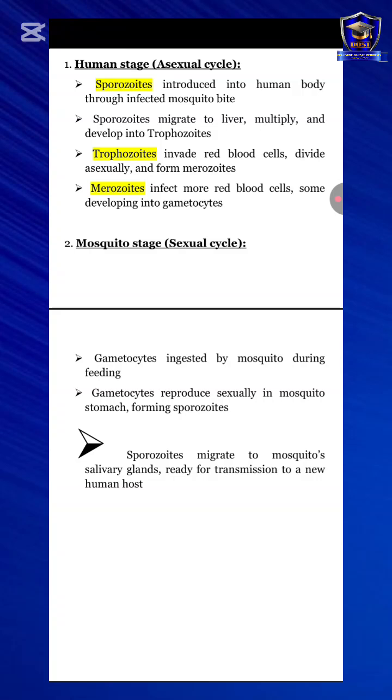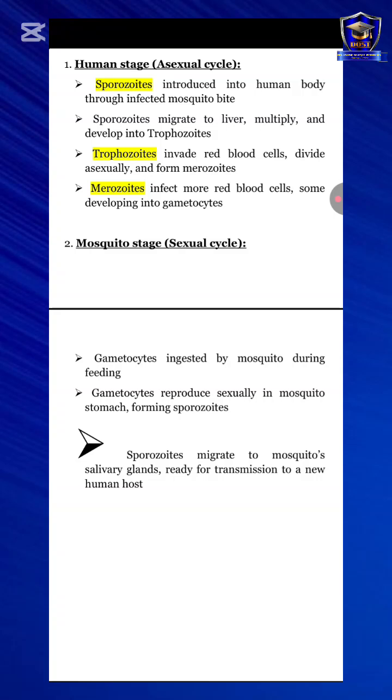That's the first mission. When they get to the liver, they begin to multiply and develop into another stage called the trophozoites. Now, the trophozoites, when they have been formed, will come out from the liver and migrate into the red blood cells. And when they enter the red blood cells, they will begin to divide asexually. Remember that the asexual part takes place in humans, so this is where it occurs.